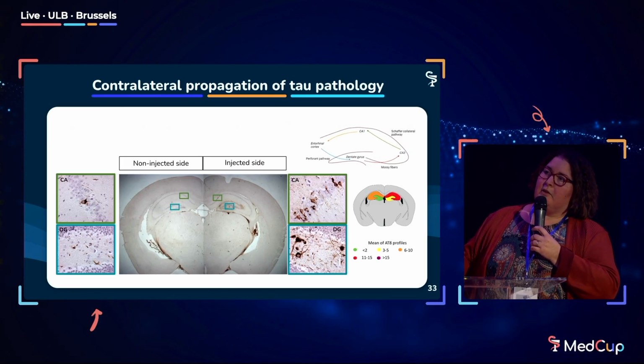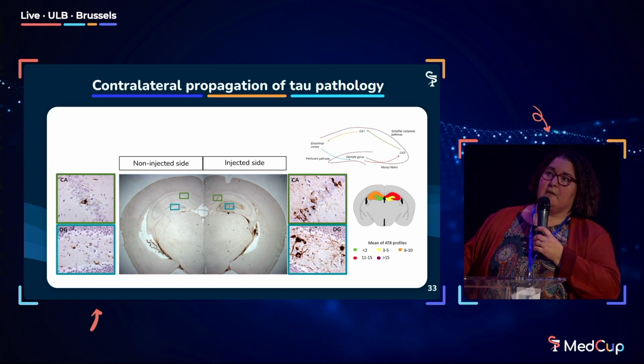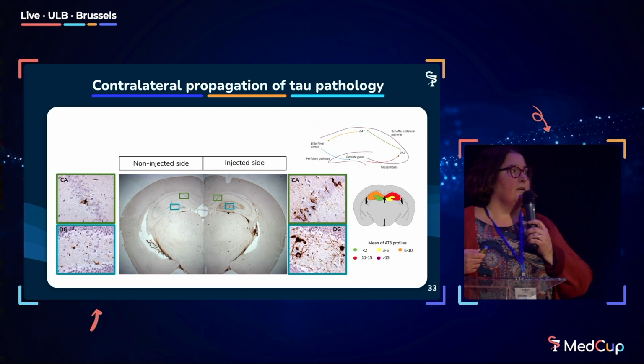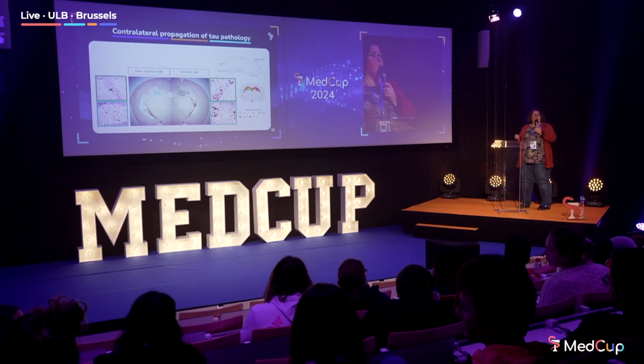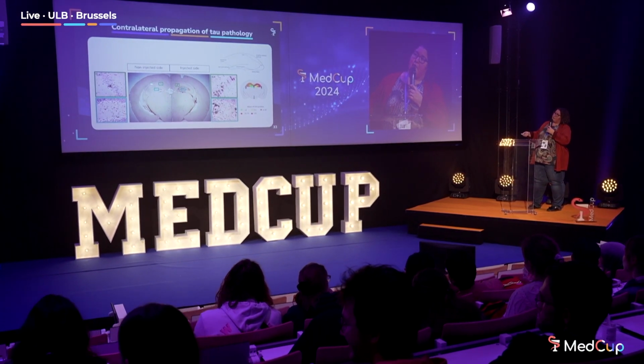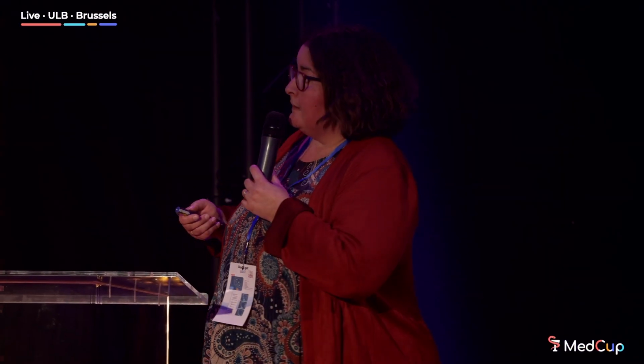We have seen that the injected site is affected in the dentate gyrus and in the Hammond's horn, but surprisingly, we also observed a pathology in the dentate gyrus and the hippocampus on the non-injected side, where we did not inject anything. And in fact, it is due to the propagation of the pathology between the two hemispheres of the brain. Next.